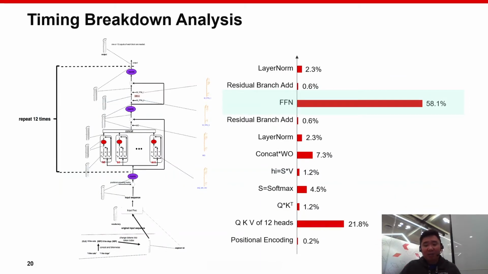This is a timing breakdown analysis of the layers within the transformer structure. You can see from the table on the right-hand side that the FFN layer takes nearly 60% of the overall computational time. The FFN is more like the fully connected layer in CNN models, which not only occupies the computing engines but also the transmission bandwidth.